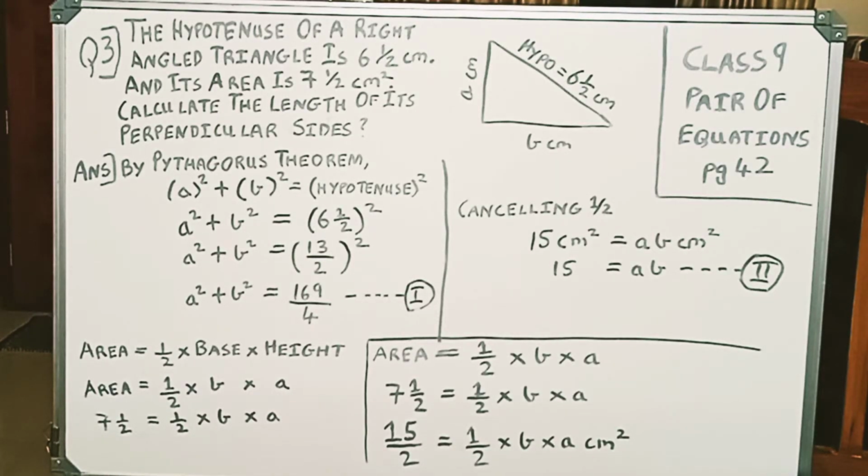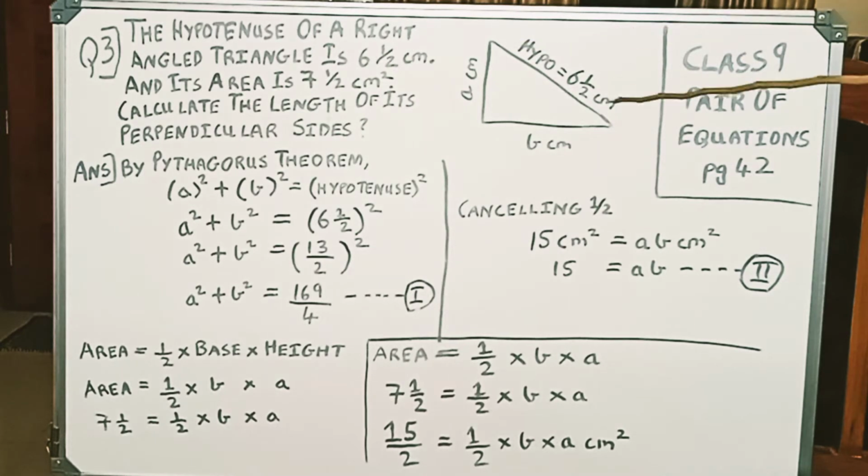Hello students, today we will be discussing class 9 pair of equations, page number 42. The last question, question number 3. The question number 3 is as follows. The hypotenuse of the right angle triangle. This is the hypotenuse. Opposite to the 90-degree angle is always the hypotenuse. So the hypotenuse is 6.5 centimeter.